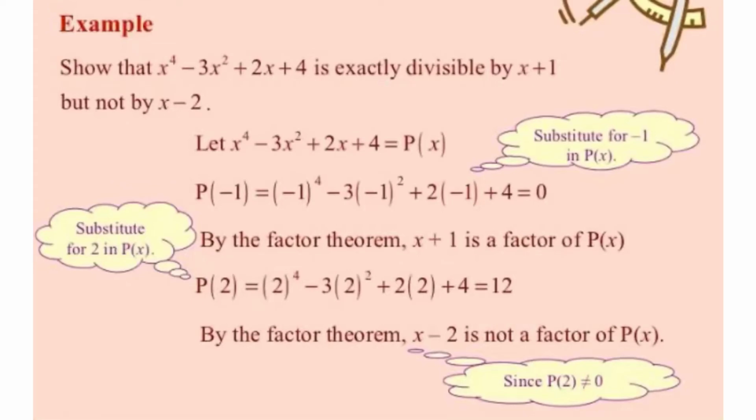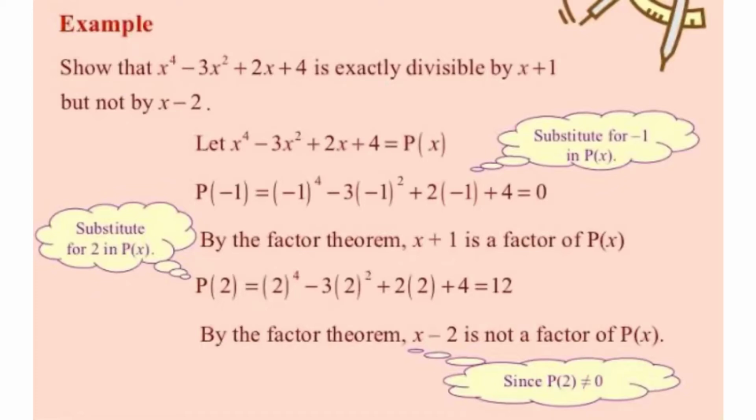So students, let us understand factor theorem with example. Show that x raised to 4 minus 3x square plus 2x plus 4 is exactly divisible by x plus 1 but not by x minus 2. Which means that here we have to show that x plus 1 is a factor of given polynomial, but x minus 2 is not a factor of given polynomial. So let p of x is equal to x raised to 4 minus 3x square plus 2x plus 4. Here we have to show that x plus 1 is a factor. So x plus 1 is equal to 0, which means that x is equal to minus 1. So we have to find p of minus 1.